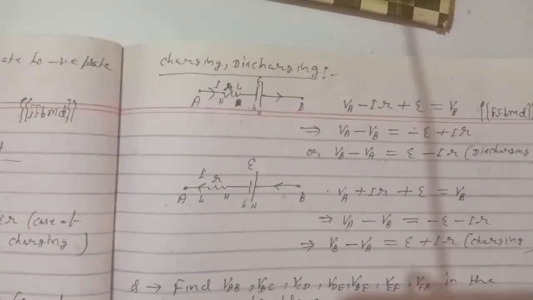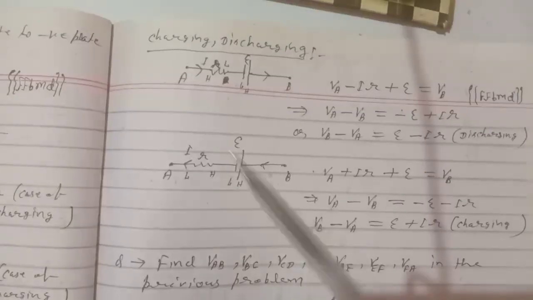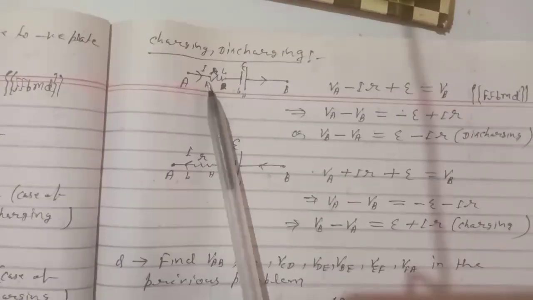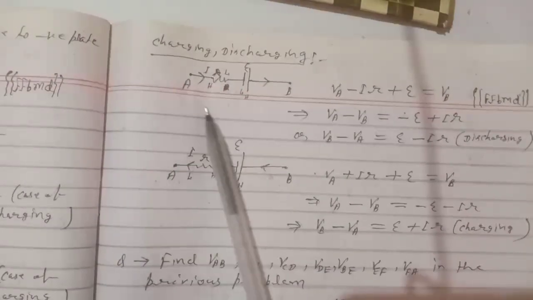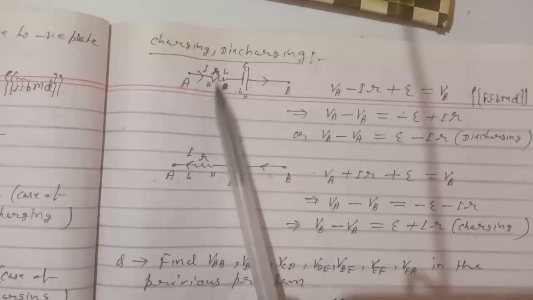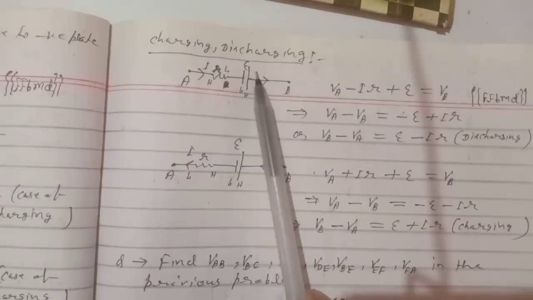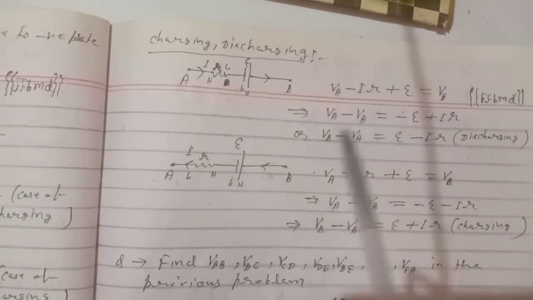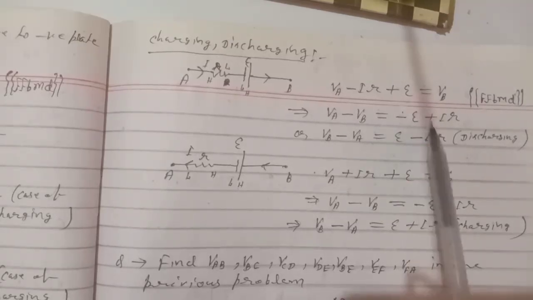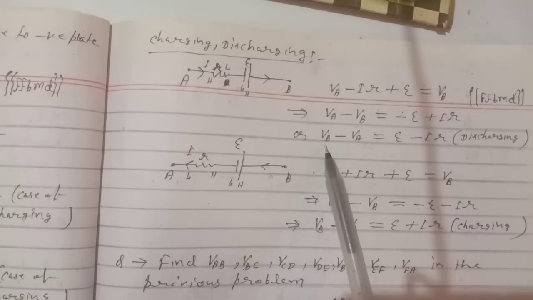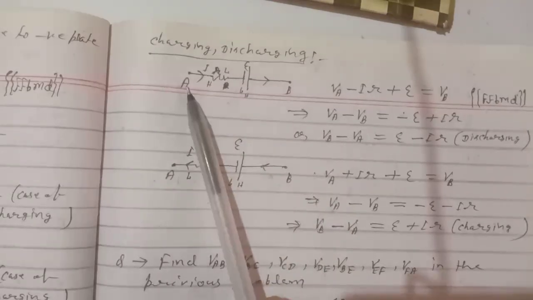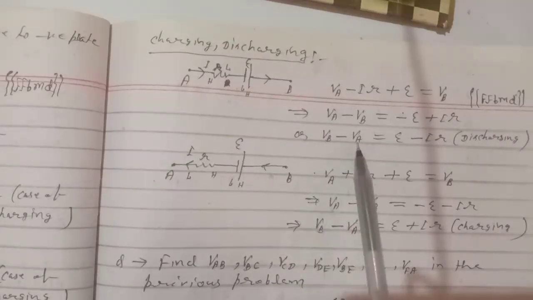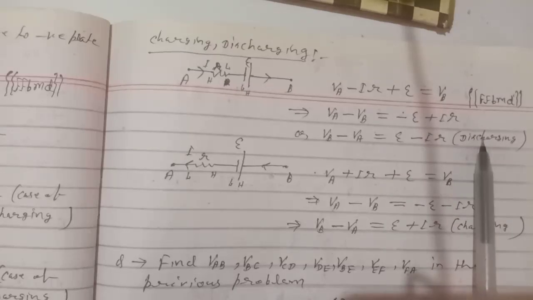Now charging and discharging. Here this is the case of discharging. Again we apply VA minus IR plus E equal to VB from the above rules. So VA minus VB equals to minus E plus IR, or VB minus VA equal to E minus IR. This is the case of discharging.